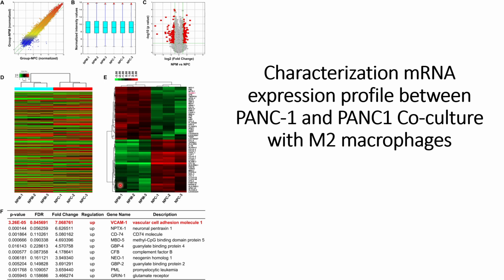After that, they checked the top genes that are highly upregulated. What they found is that VCAM seems to be highly upregulated. It has a 7.06 fold change with a p-value of less than 3.26 times 10 to the power of minus 5 and an FDR value of 0.04. So this becomes their basis to check the effect of VCAM on the PANC-1 co-cultured cells, the NPM group.